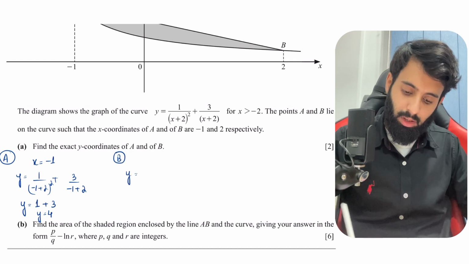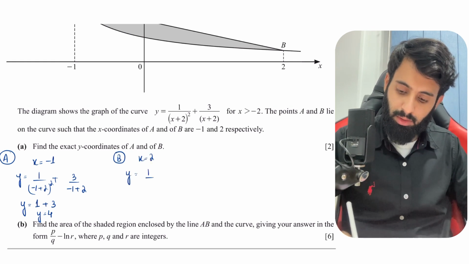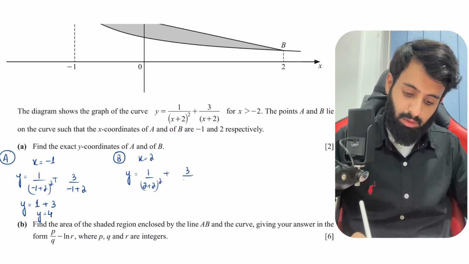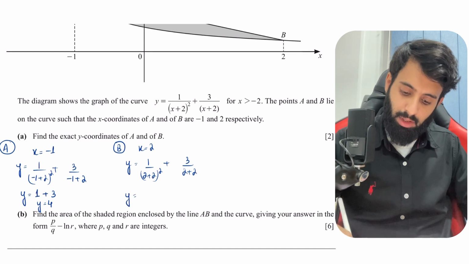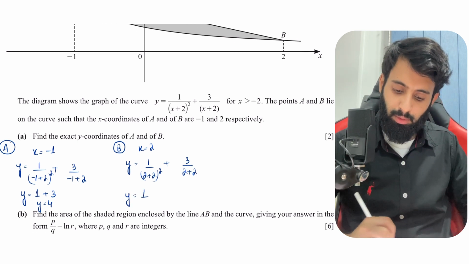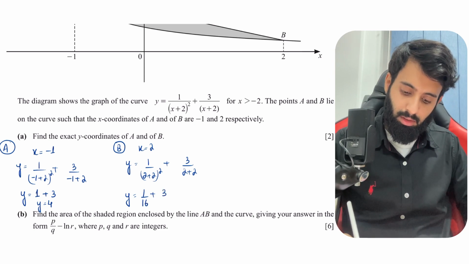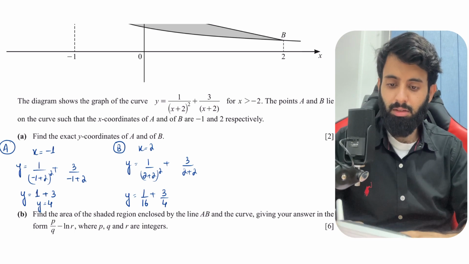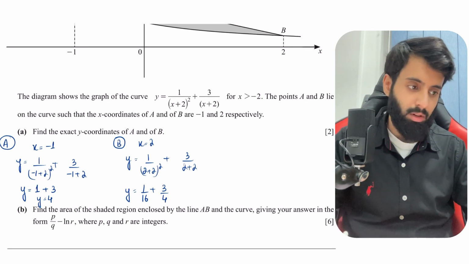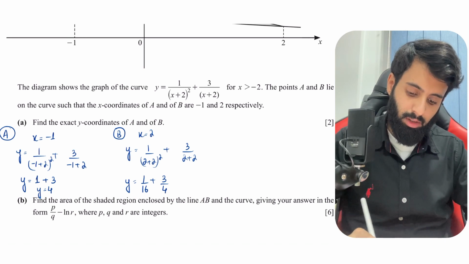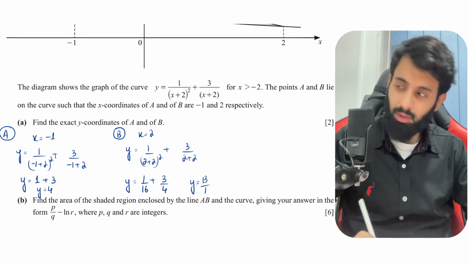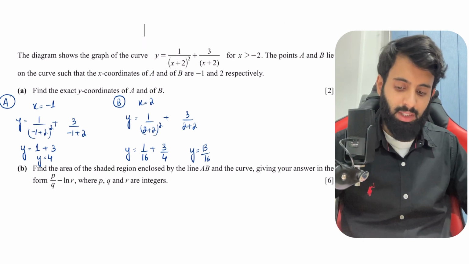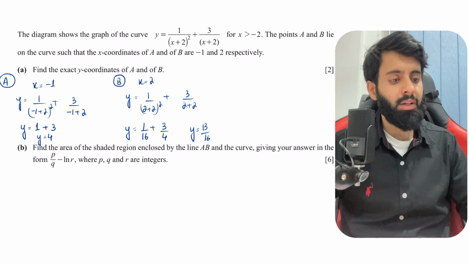So for B, the x coordinate that we're going to use is 2. So y is equal to 1 over (2 plus 2), the whole thing squared, plus 3 over (2 plus 2). So that means now we're looking at 2 plus 2 is 4, square of which is 16, and then 3 over 4. So let's work this out. 1 divided by 16 plus 3 upon 4. So now we are looking at 13 upon 16. So the y coordinate is equal to 13 upon 16, and it's best to leave it like that because the question asked us to write down the exact value. Although you can write it in decimal, but then you will have to write all 4 decimal places.